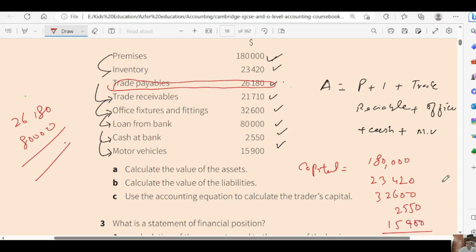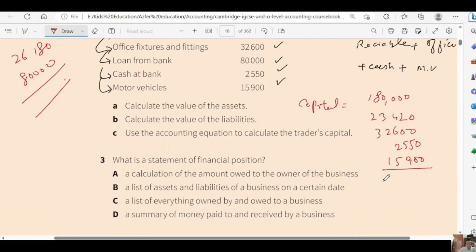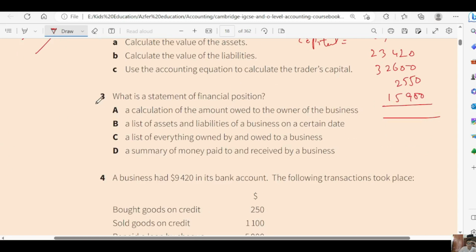Okay, the next question 3. What is the statement of financial position? A list of a calculation amount owed to the owner of the business? No. A list of assets and liabilities of a business on a certain date. Yes, this is.